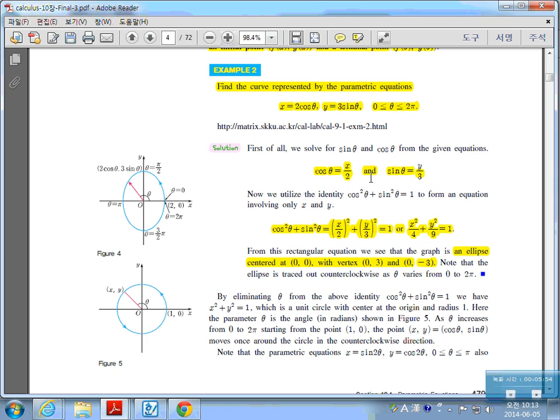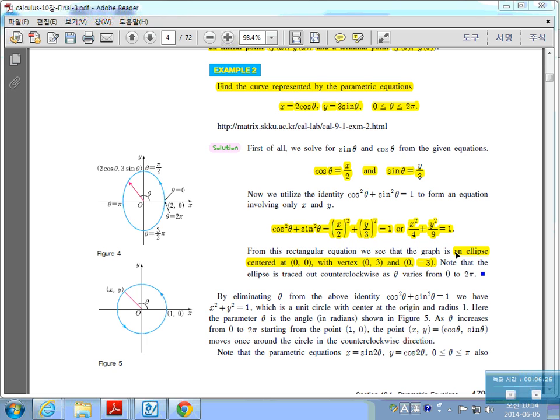From here, cosine theta can be written as x over 2 and sine theta as y over 3. You know, cosine squared theta plus sine squared theta is equal to 1 for any theta. Since 1 is equal to cosine squared theta plus sine squared theta, by substituting cosine theta and sine theta, it can be written this way: x squared over 4 plus y squared over 9 is equal to 1.